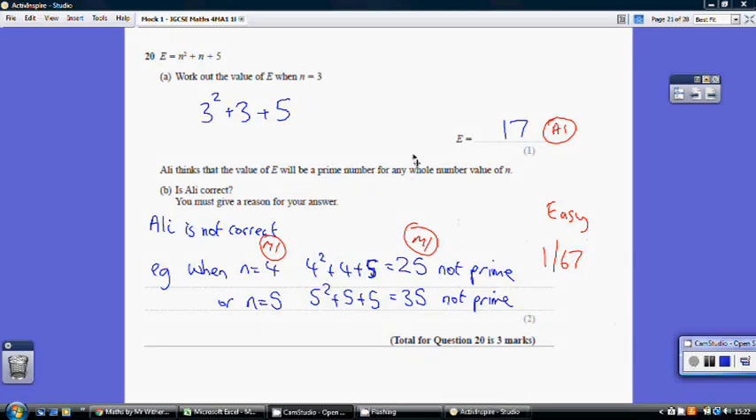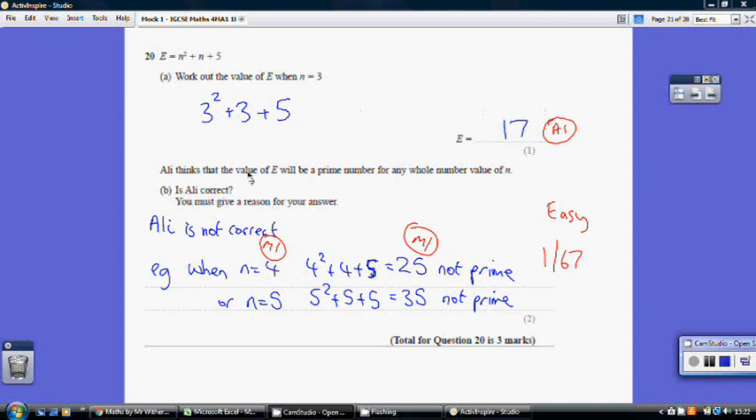Question 20. So part A, work out the value of E when n is 3. When n is 3, we're just going to substitute 3 into the right hand side. 3 squared, add 3, add 5. So 9, add 3, add 5 is 17.